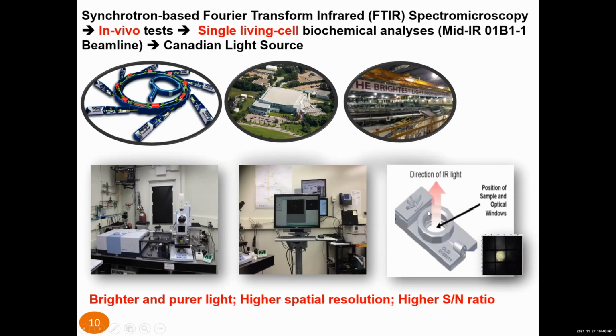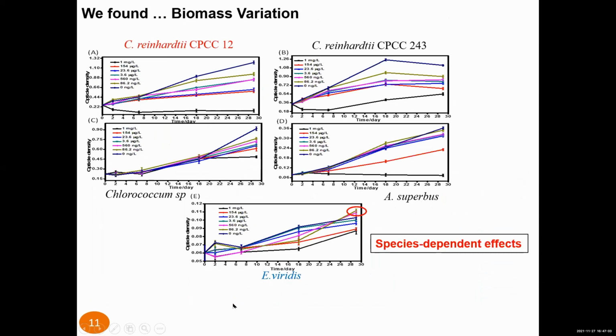You can see the right-hand side image. That is the sample holder, and all the light has been covered. Just the light is focused on a single cell, and it can extract the useful information from the individual cell. Then let's go to see some results.